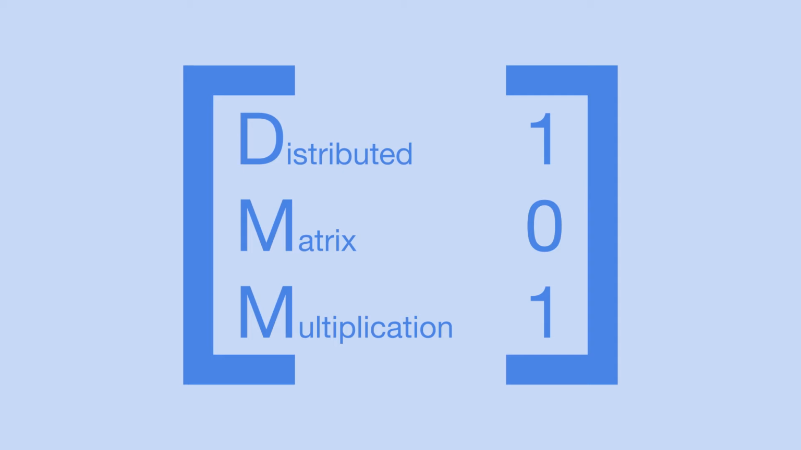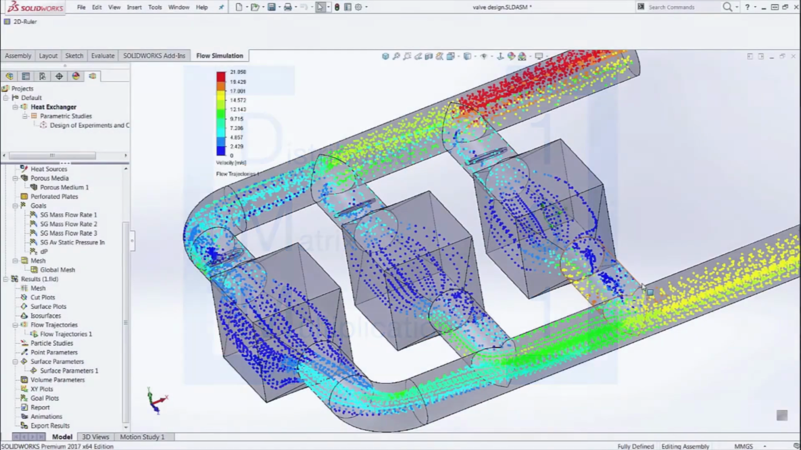Hi, I'm George Shao, and today I'll be presenting Distributed Matrix Multiplication, a JavaScript library that allows developers to easily perform matrix multiplication calculations on the distributed compute protocol. Matrix multiplication is one of the most common, important, and computationally heavy calculations used in the real world today. Common use cases include flow simulation, among many others.